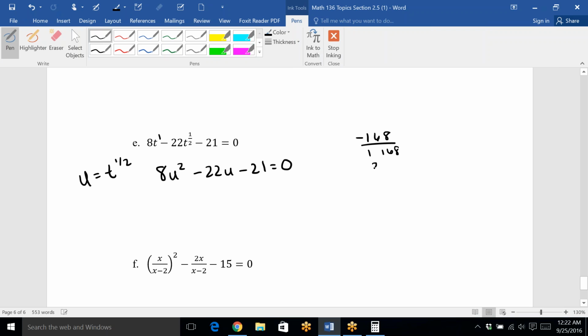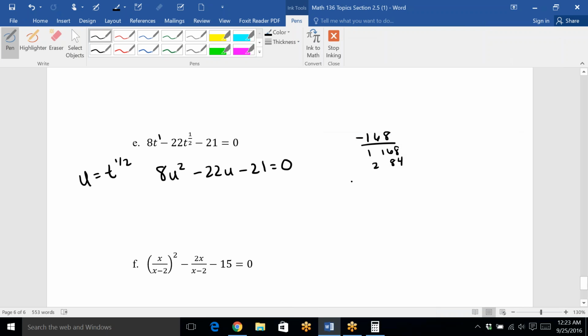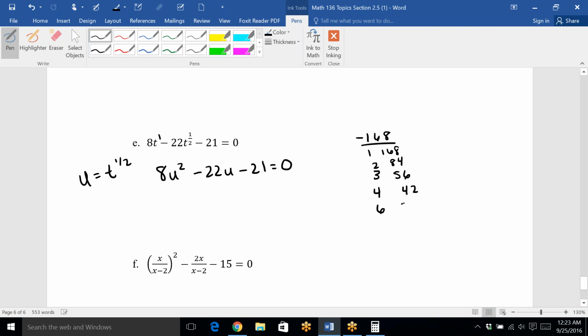Factors. Let's see, does 3 go into it evenly? Yep, 3 and 56. 4 and 42. 5 does not go into it evenly, but 6 should. 6 and 28. And that looks like my pair right there because we want different signs since this is negative and it needs to add to negative 22. So I'm going to go ahead and stop.